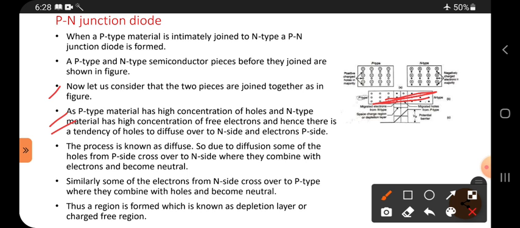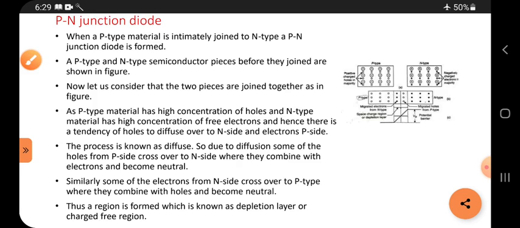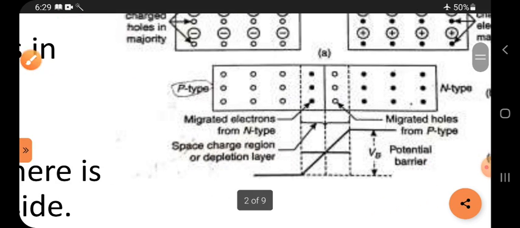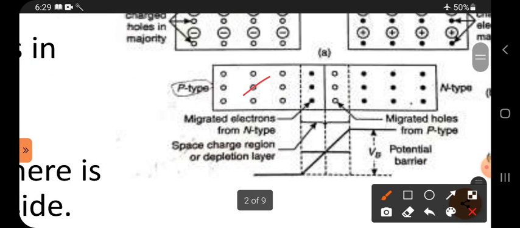So what is its meaning? P-type material has high concentration. Concentration means for a small volume, high means a large number of holes will be present. A large number of them, that is called concentration. Here, if you observe, in P-type material a high concentration of holes is present, and here a high concentration of electrons means a large number of free electrons are present.